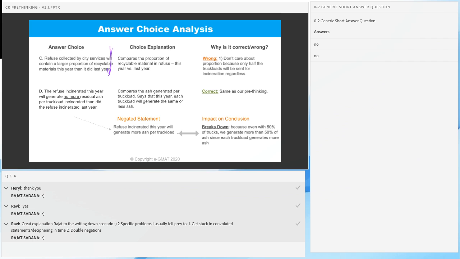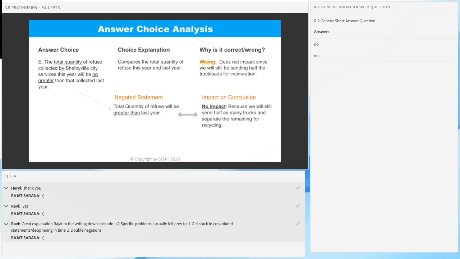No. Why? Because whatever comes to us may have some recyclable materials. I still have to burn. It's coming in a truck, I'm going to burn it. Right? Choice D is in line with our pre-thinking. It talks about ash per truckload, and that's the correct answer.